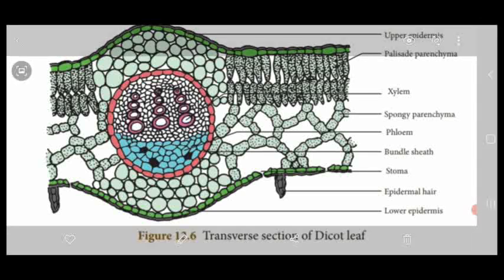This is the structure of the dicot leaf. Dear students, the internal structure of dicot leaf diagram is very important for a 4-mark question. Kindly note it down in your classwork.